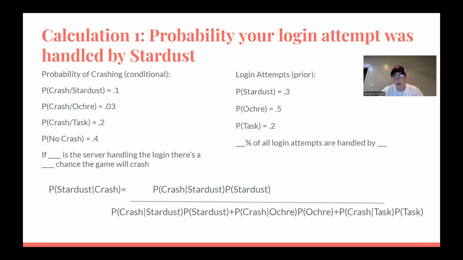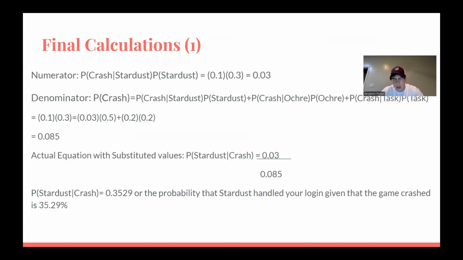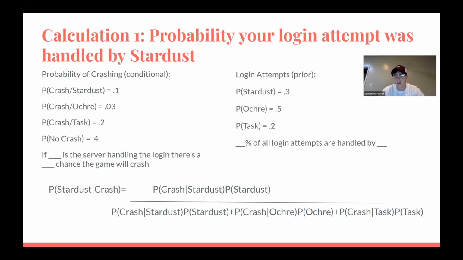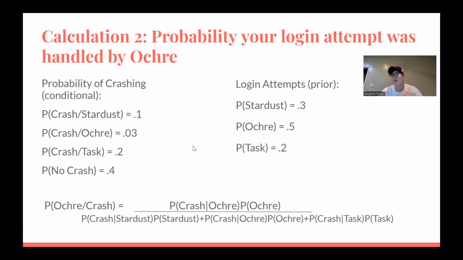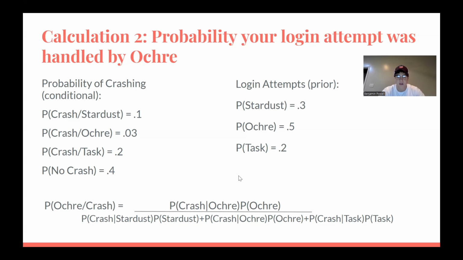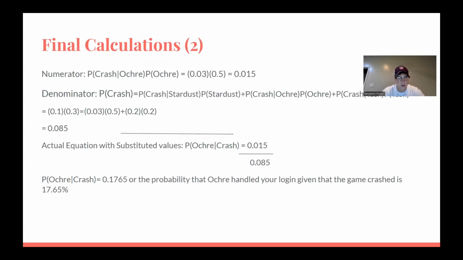Same thing with this. If we bounce back, blank percent of all login attempts are handled by. So in total, blank percent of all login attempts are handled by, and it's the same numbers. As you can see, I'm not changing anything. It's the same numbers, but we're just looking for a different variable. Now we're looking for the probability that Okra handled your login, given that the game crashed, right? So bouncing back, this is just the different long form or general form. However, solving for the probability that we used Okra, the server crashed. Coming here, same thing, substituting the values.